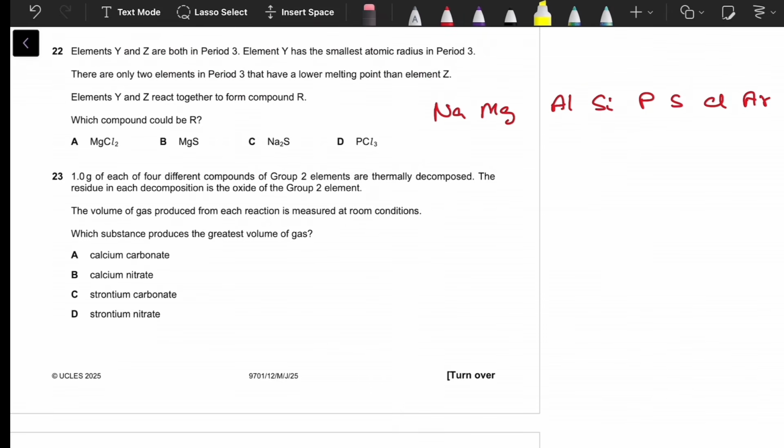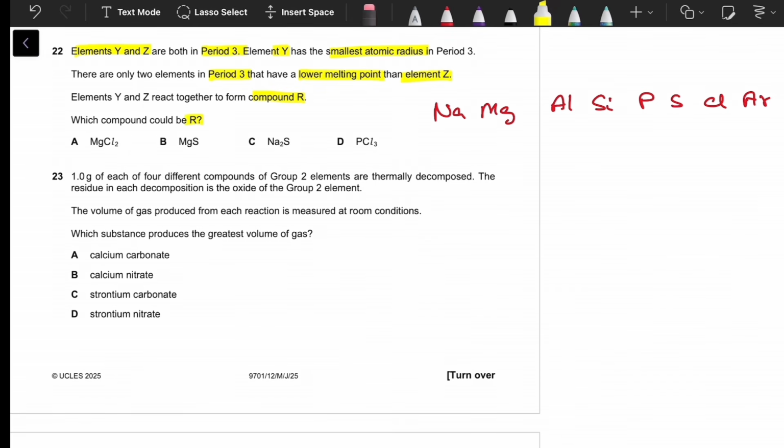Okay, question 22 has given us anonymous elements Y and Z. It's stated that they're both in period 3, element Y having the smallest atomic radius, and that there are only 2 elements in period 3 that have a lower melting point than element Z. They both react together and form compound R. What could compound R be?